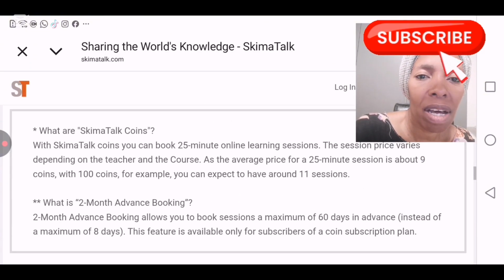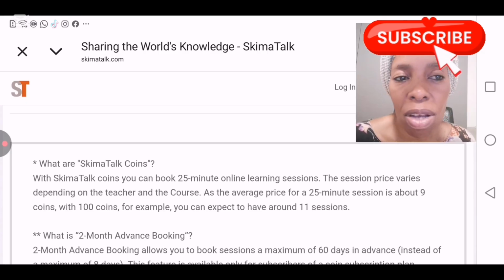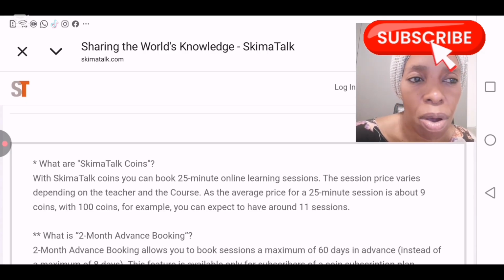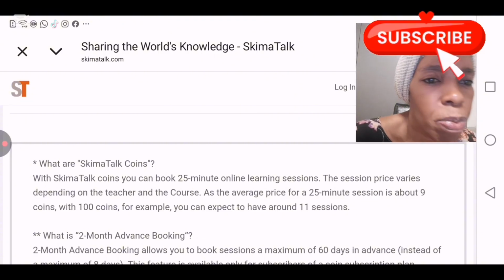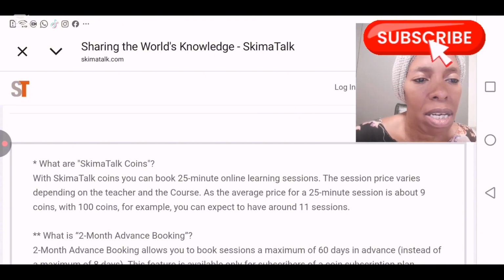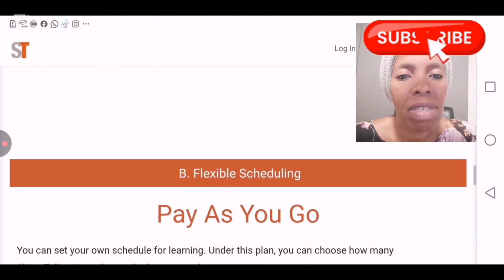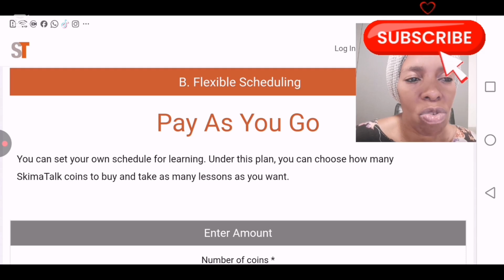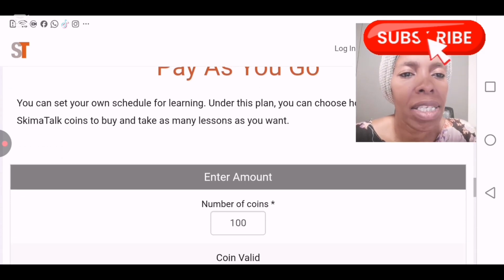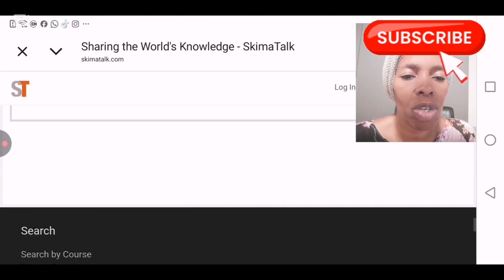Alright, so all this they have indicated. What are Schema Talk coins? With Schema Talk coins, you can book a 25 minute online learning session. The session price varies depending on the teacher and the course. The average price for a 25 minute session is about 9 coins. With 100 coins, for example, you can expect to have about 11 sessions. So guys, this is how it looks. Pay as you go. You can set up your own schedule for learning. Under this plan, you can choose how many Schema Talk coins you buy and take as many lessons as you want. So it's up to you what you're looking for.